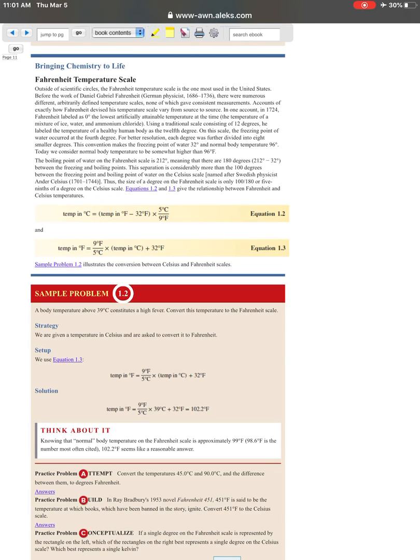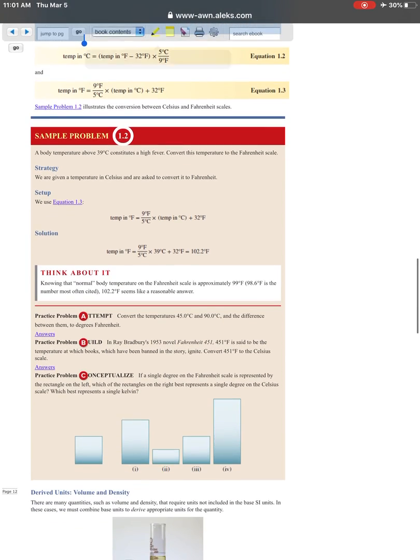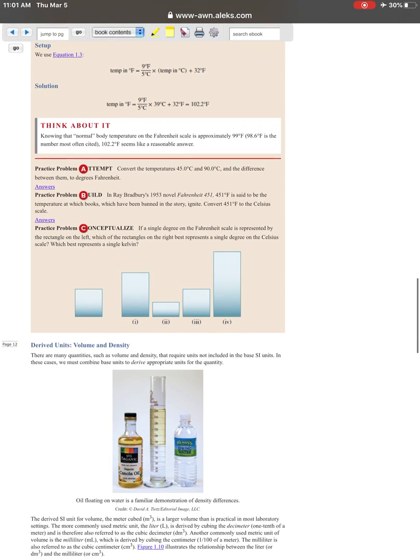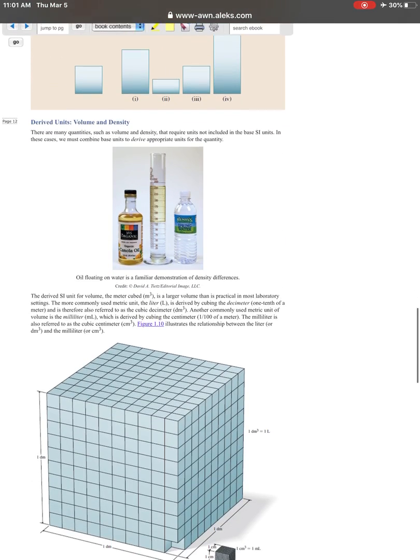If you have it the other way around, if you have the temperature in Celsius and you want to find it in Fahrenheit, you take 9 divided by 5 times the temperature in Celsius, and then you add 32 to that. The order is important. Multiply 9 divided by 5 times the temperature in Celsius, then add the 32. Sample problem 1.2 will show you an example of going through those conversions as well. Again, try the practice problems A and B. C is optional.